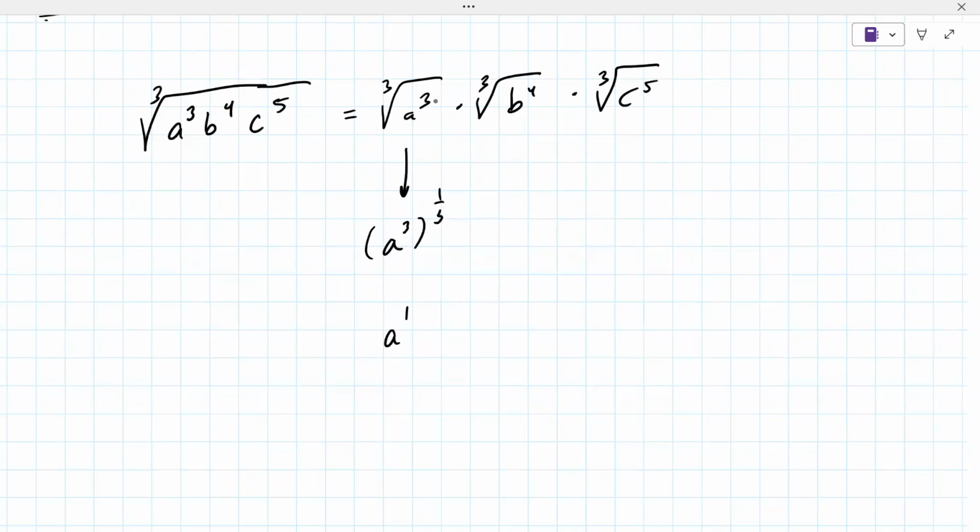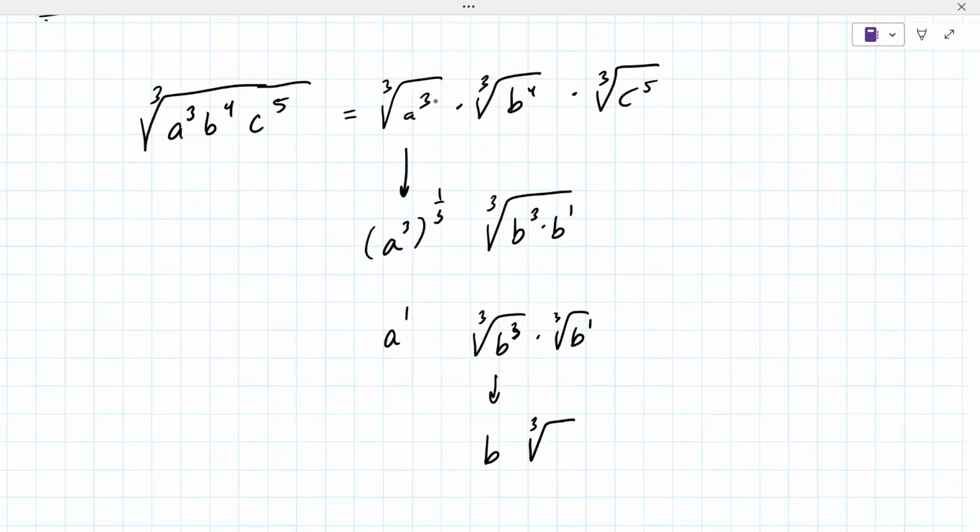Got it. Now the next one here is the cube root of b cubed times b to the 1, which is really the cube root of b cubed times the cube root of b to the 1. So this becomes b, and this is the cube root of b to the 1.